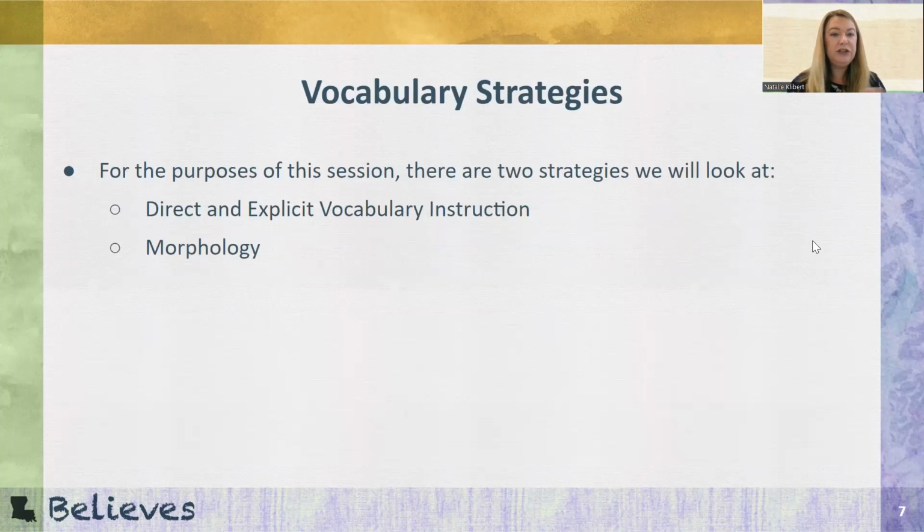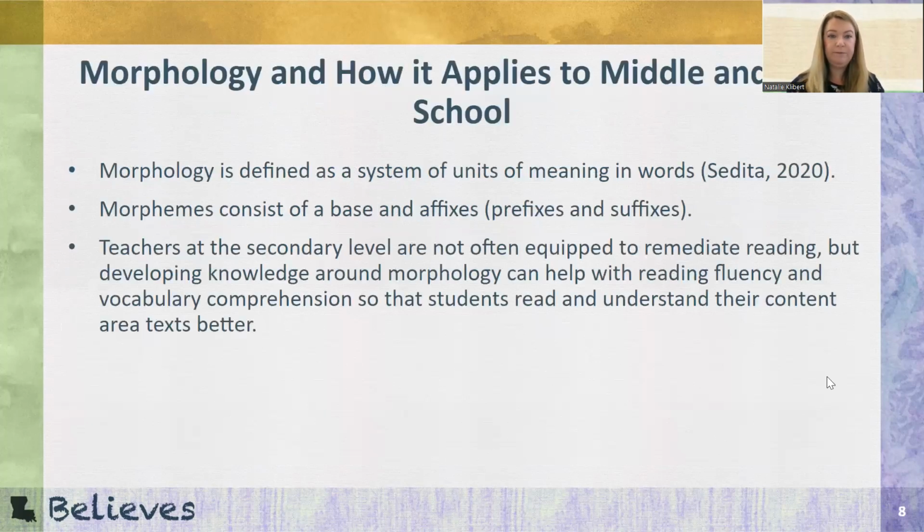Okay. So the two vocabulary strategies we're talking about this morning are direct and explicit vocabulary instruction and morphology. And we're going to jump into morphology first. So morphology and how it applies to middle and high school. For those of you that are not familiar, morphology is defined as a system of units of meaning in words. And this comes from Jones-Sedita. Morphemes consist of a base and an affix, which is a prefix or a suffix.